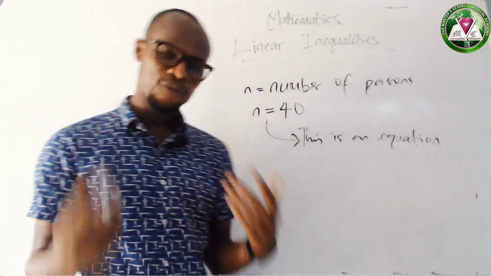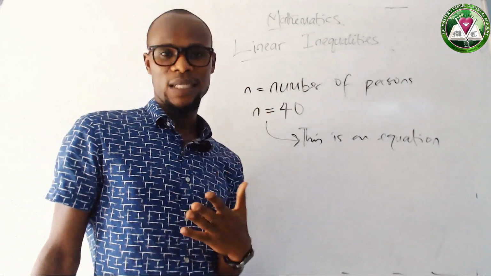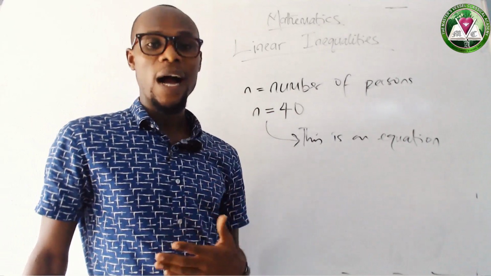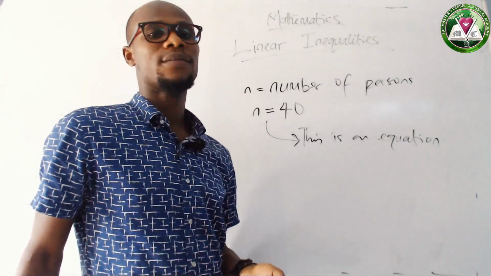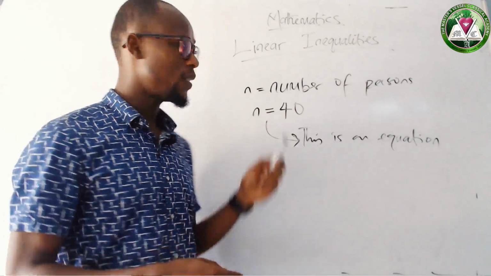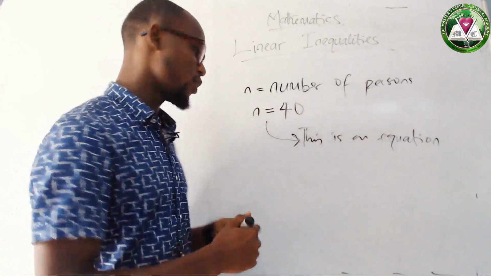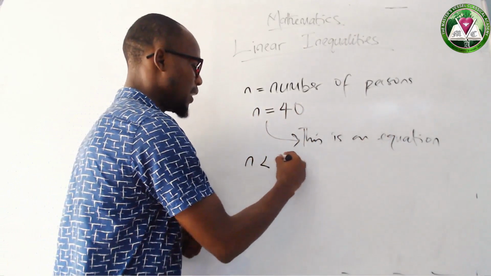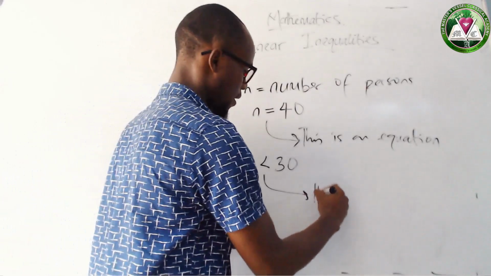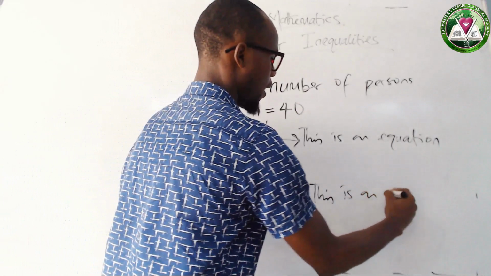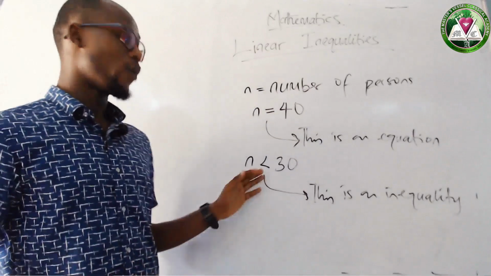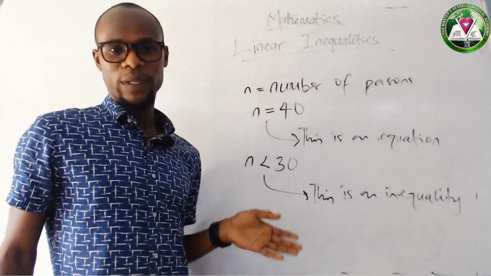What if we don't know the exact number of persons in that class? Let's assume that the number of persons in the class is less than 30. How do we represent this mathematically? If the number of persons is less than 30, that means n, which stands for the number of persons, is going to be less than 30. Now, this is an inequality, and this is what we're going to be dealing with under this topic, inequalities.